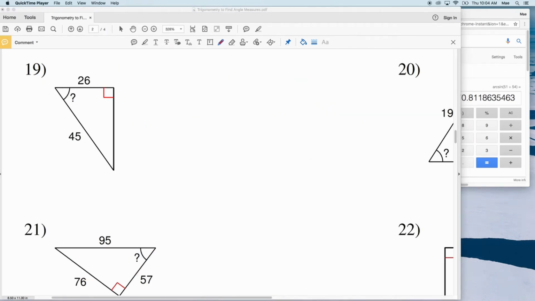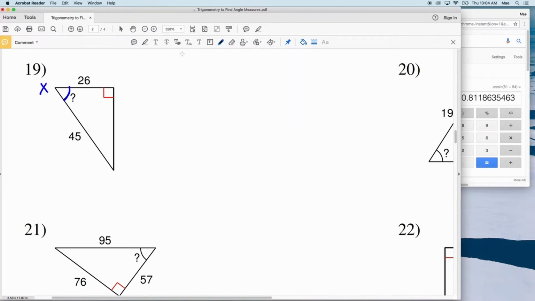In this video, we're going to finish out the Using Trigonometry to Find Angle Measures worksheet on KutaSoftware. I'll leave a link to this free worksheet in the description below. Currently, we're finding the measure of the indicated angle to the nearest degree. So for number 19, you can see the indicated angle is marked with a question mark, and we've been replacing that question mark with a variable. So let's go ahead and use the variable x for this first one.